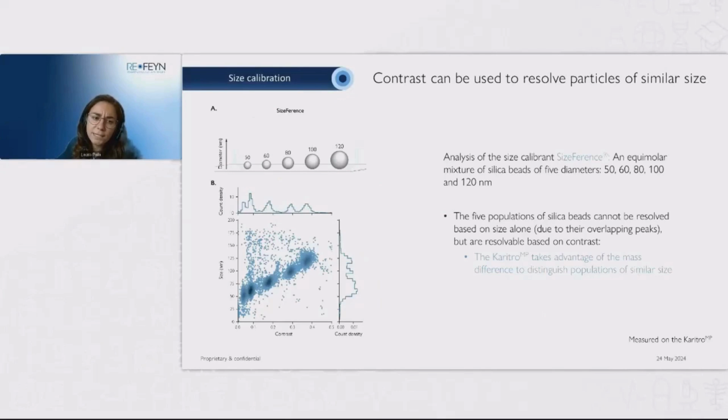If you look at the size histogram on the vertical axis, what you can see is that it's really difficult to resolve these populations because they have effectively similar size. However, if you look at the contrast histogram, you can really tell apart and resolve all the 5 populations from each other, even the 50 nanometer from the 60 nanometer beads, which is quite powerful. So in here, what we are showing is that effectively Karitro takes advantage of the mass difference to distinguish populations that have similar size.